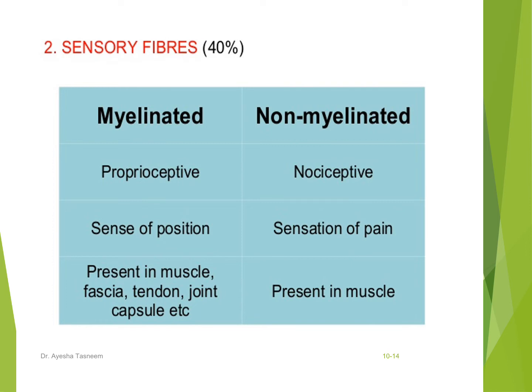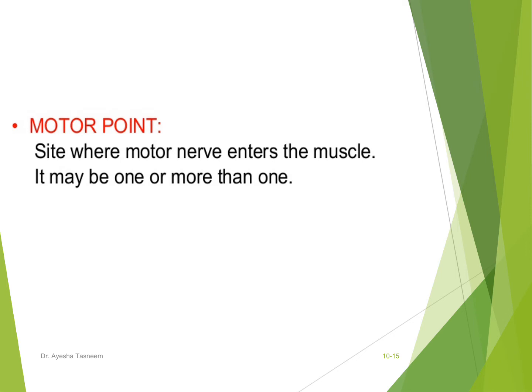The myelinated fibers are present in the muscles, fascia, tendon, joints, and the capsules, while non-myelinated are present within the muscles. What is motor point? The site where the motor nerve enters the muscle. It may be one or more than one.